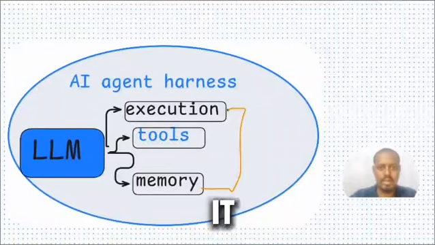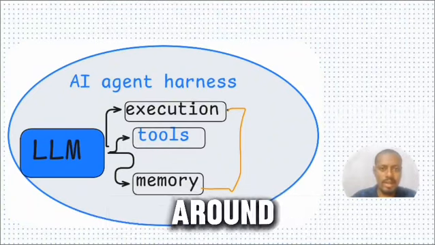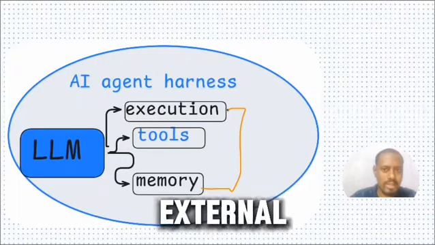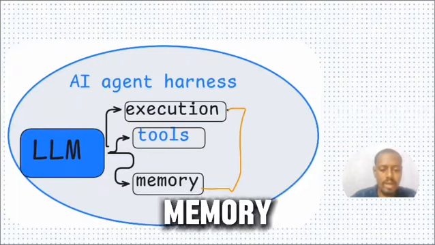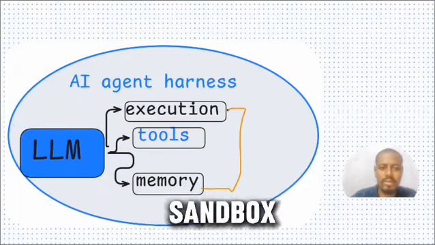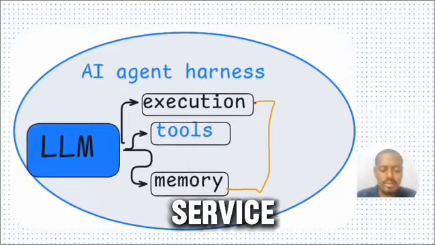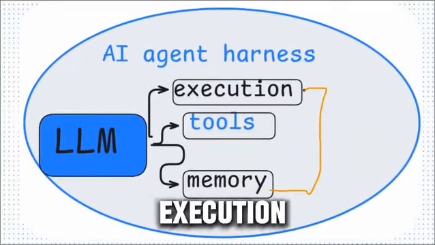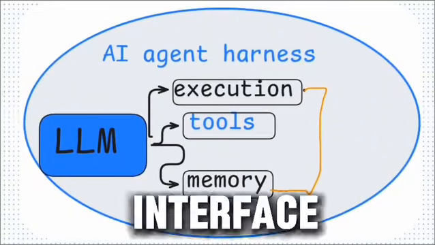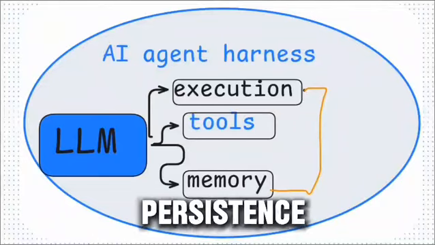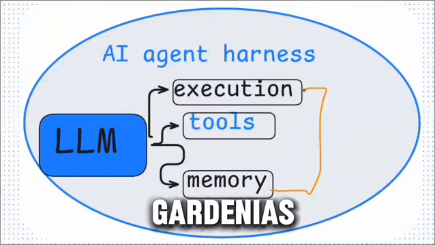Let's get into it. An agent harness is a software infrastructure that works around LLMs, and it connects them to external tools, memory, sandboxes, and databases. The model acts as a brain that generates decisions, and the harness serves as the execution environment and the physical interface. It handles execution, error recovery, state persistence, and guardrails.